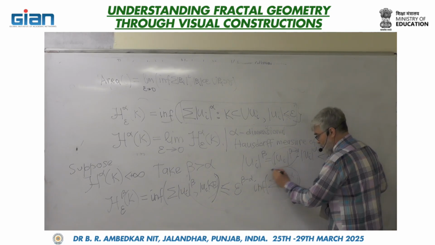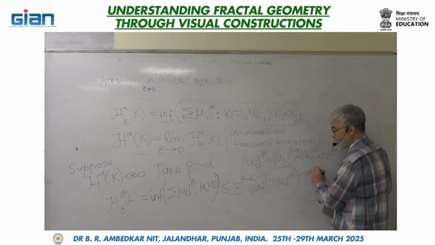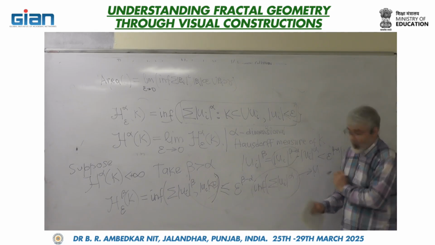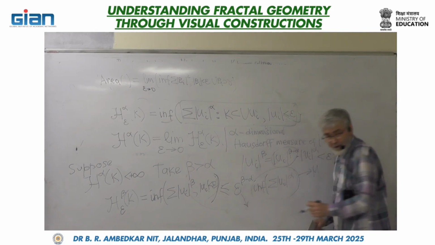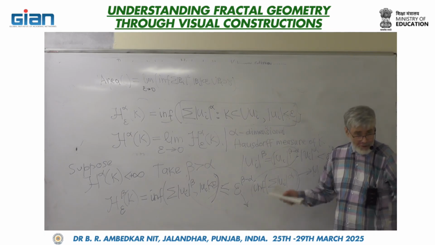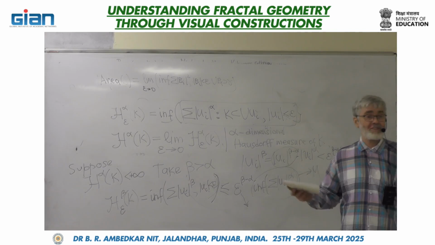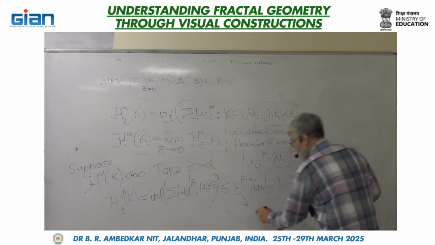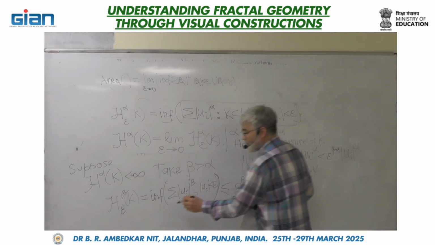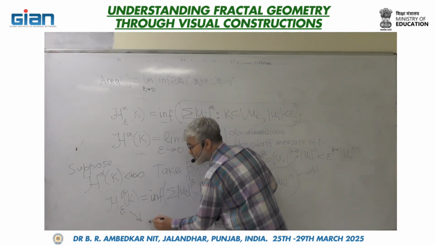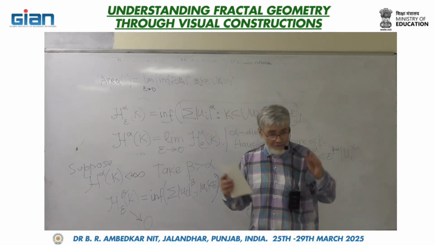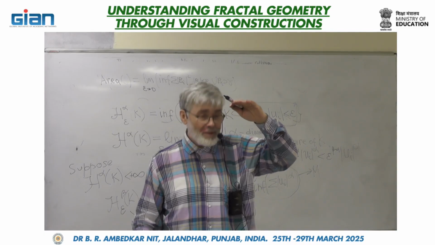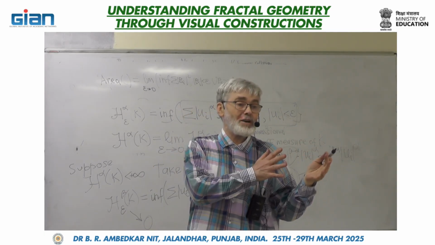This value tends to some number m as epsilon tends to 0. But this value tends to 0, because beta minus alpha is more than 0. Therefore, this value tends to 0. If the alpha dimensional measure is finite, then on the next stage it becomes 0.